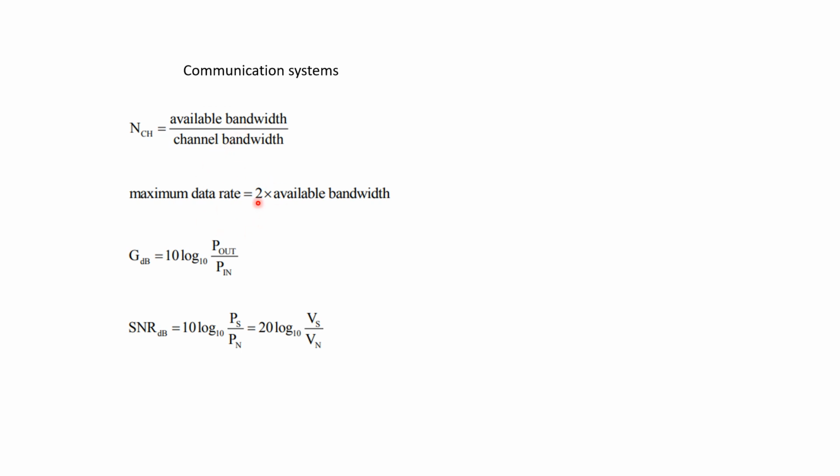Data rate is measured in bits per second. Bandwidth is obviously measured in hertz, so that's where the 2 comes in. So to convert between the two, we divide by the 2, then you can get available bandwidth by doing data rate over 2.